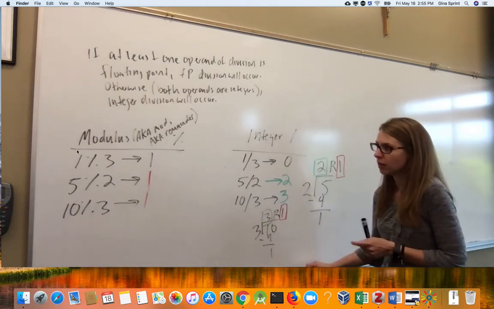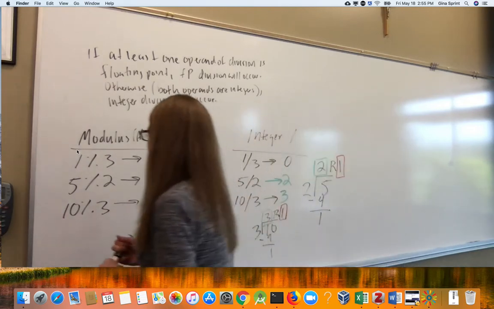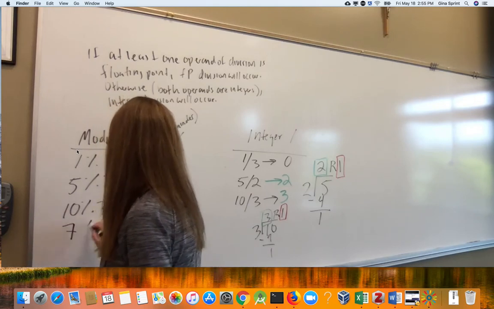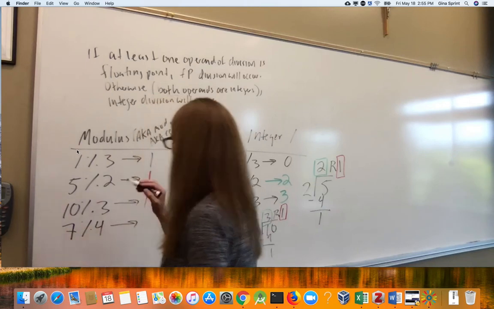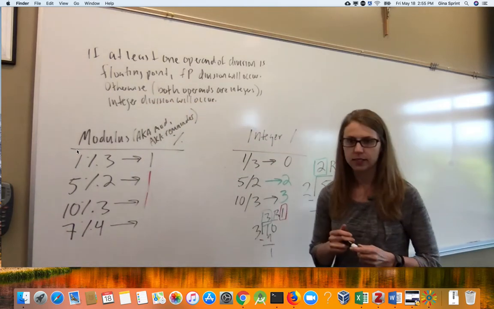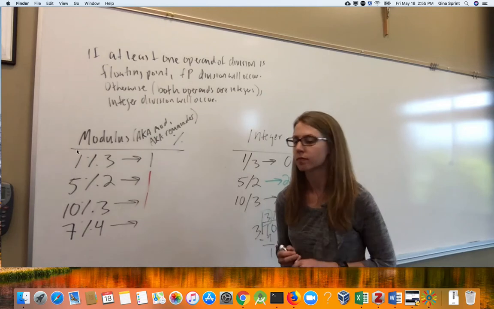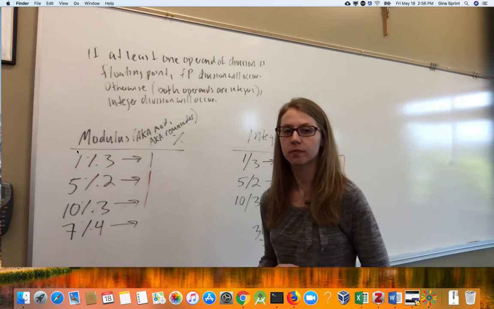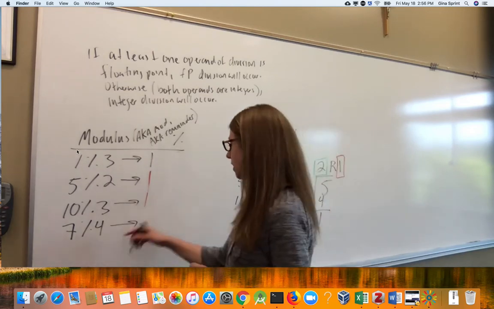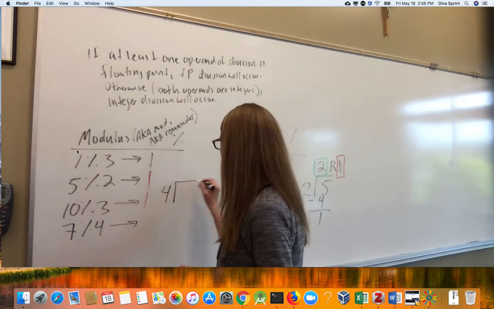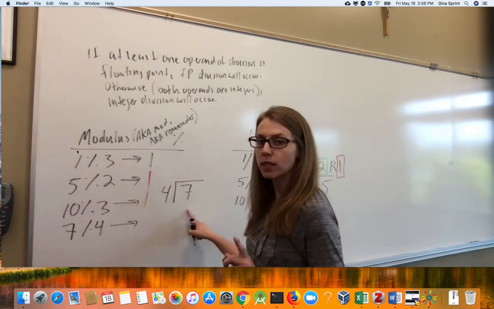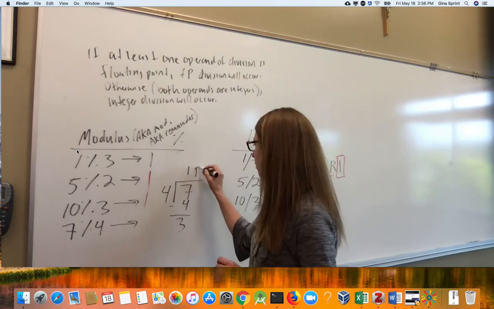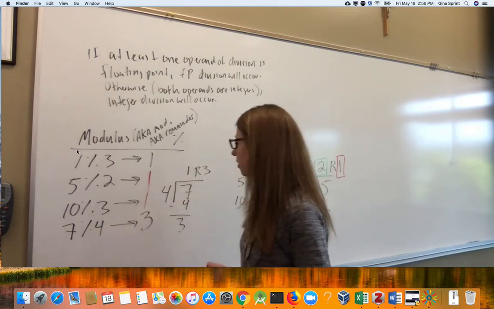Let's try another one. How about, let's say 7 mod 4. Go ahead and try and solve 7 mod 4. Pause the video. All right, I'm gonna go ahead and solve this. So we do integer division first. 4 goes into 7 evenly 1 time. 4 does not go into 3 evenly, so we have remainder 3.